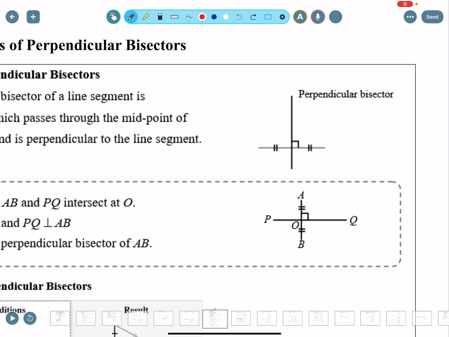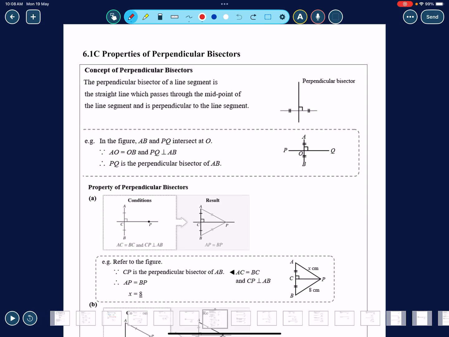So perpendicular bisector has two hidden meanings. The first one, bisector, is cutting a line into two halves. The second one is perpendicular. The line that you use to cut into two equal halves has to be perpendicular to the line you are cutting. Obviously, you can cut the line this way, right? But it's not perpendicular. So that's the meaning of perpendicular bisector.